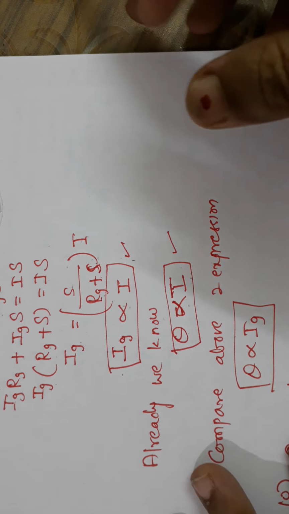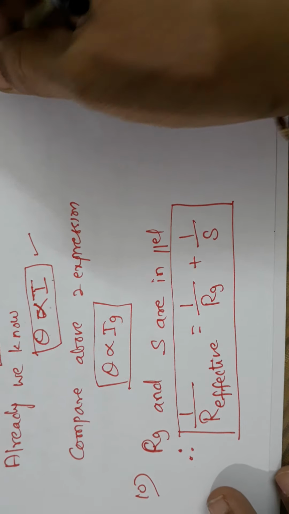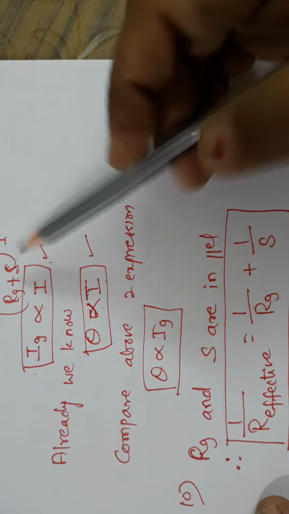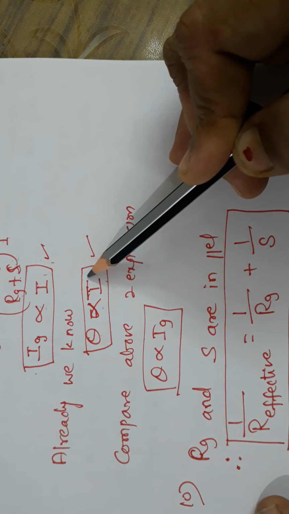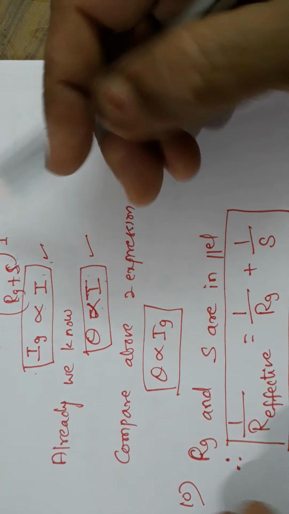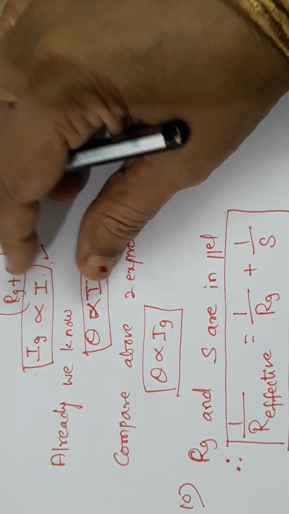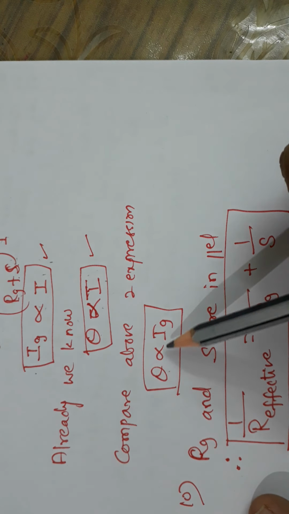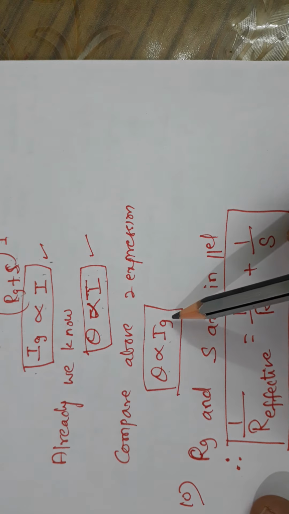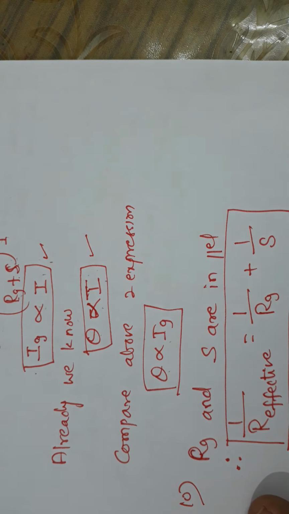Now you compare these two equations. If you compare these two equations, you can say that theta is proportional to Ig. So deflection in the galvanometer is directly proportional to the galvanometer current.